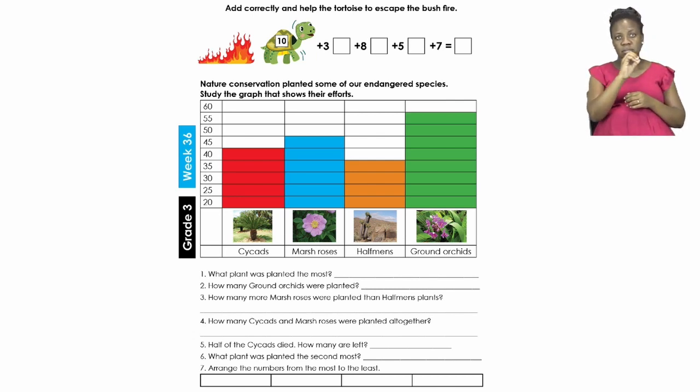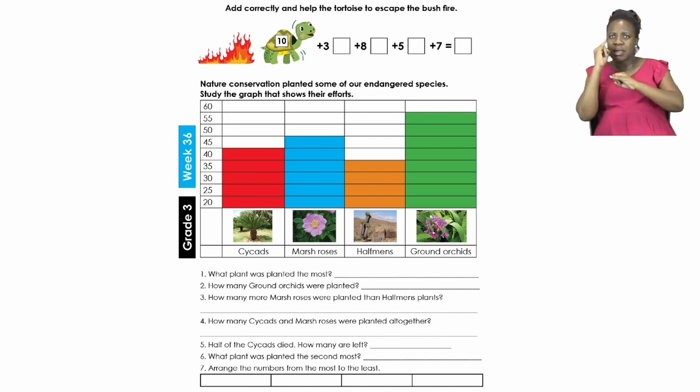Let's look at the next one. There they talk about marsh roses. Can you tell me how many marsh roses were planted? If you said 45, well done everyone. Let's look at the halfmoons. How many halfmoons were planted? 35. And the last one, ground orchids. How many were planted here? 55. Good job everyone.